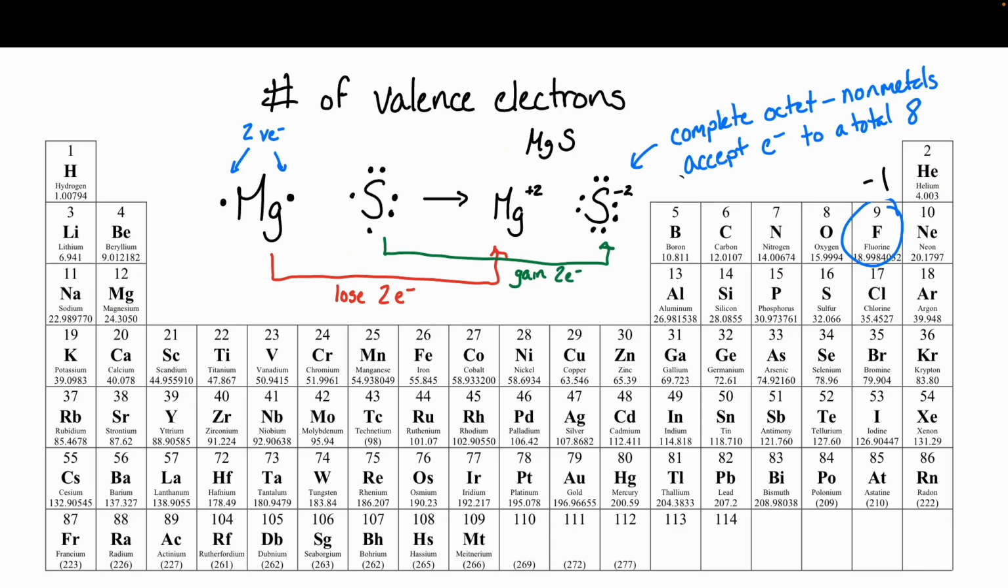Okay? This pattern also explains why our noble gases do not form ions. They already have complete octets. They're already happy with the number of electrons that they have. They don't need to be getting electrons from you or losing electrons. They're already perfectly happy and have their complete octet. Okay? So these nonmetals are going to accept electrons until they get a complete octet.